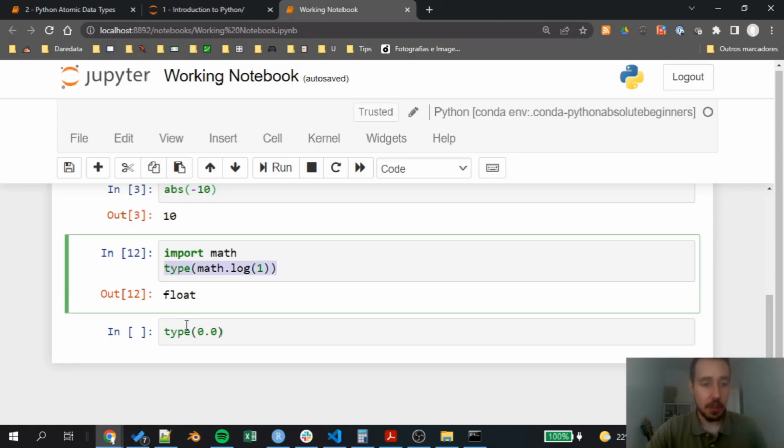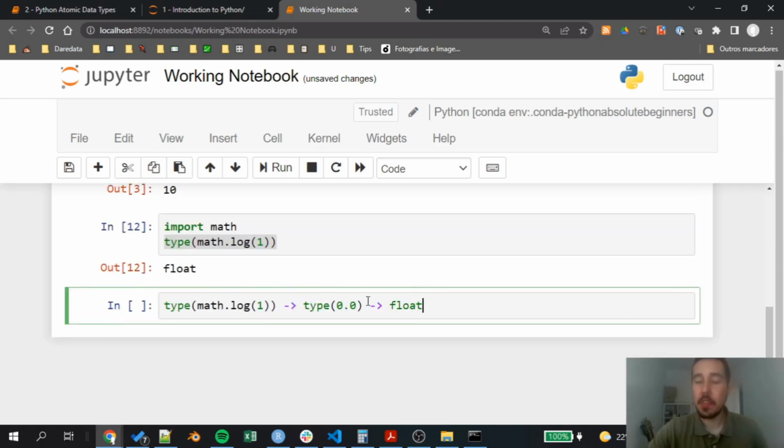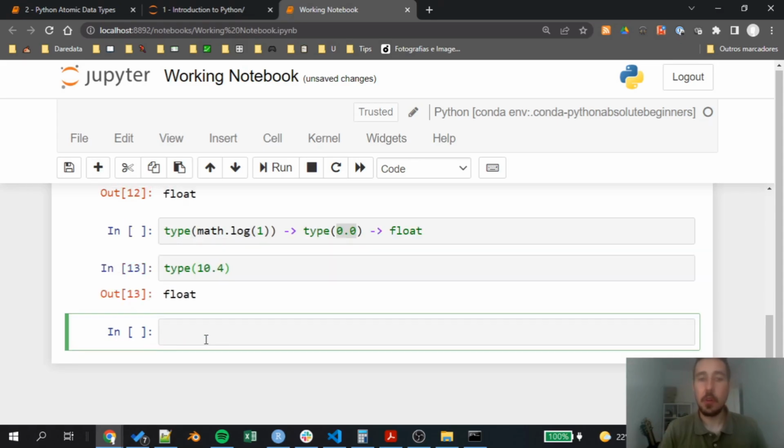To make this a bit more explicit, let's see how this happens. Basically this will yield this, we'll have this state, and then we evaluate the type on 0.0, which in this case will return float. Now this is the path that Python takes when evaluating this expression, type of math.log 1. It goes from here to type of 0.0, because this is what's returned from here, and then we evaluate and it's a float. So floats are these decimal point numbers. They are super interesting. Let me see, 10.5, 10.4, float.